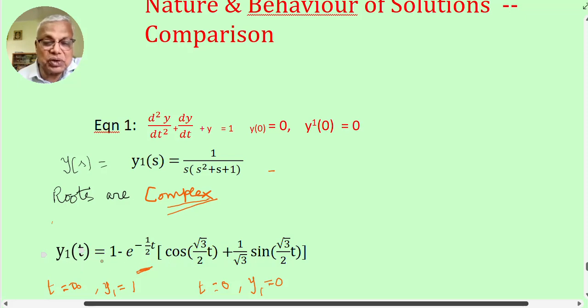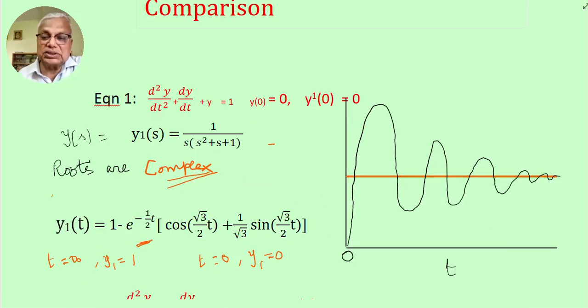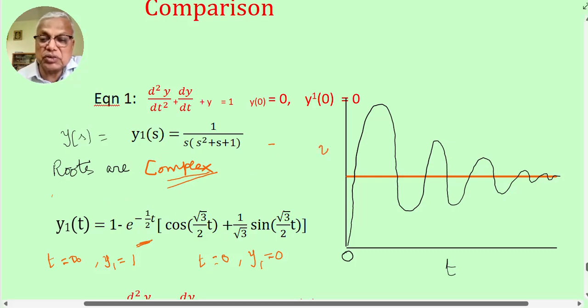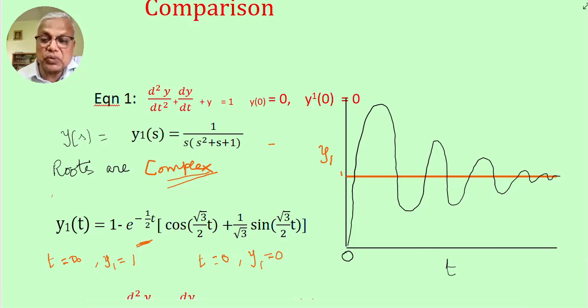Let us make a sketch of y1 versus t. So if you make a sketch of y1 versus t, this is y1 on the y-axis, and we plot y1 versus t here. This is the ultimate 1. So the curve at t equal to 0, y1 equal to 0, and at t equal to infinity, it reaches 1. In between, it's going to oscillate. So ultimately, it reaches 1 here, but in between, it will oscillate.